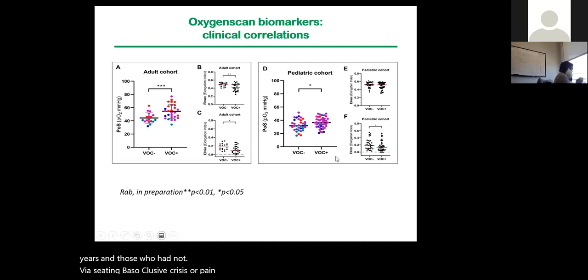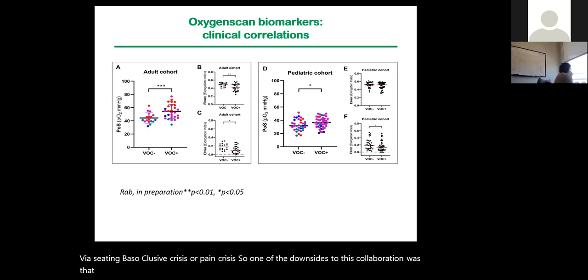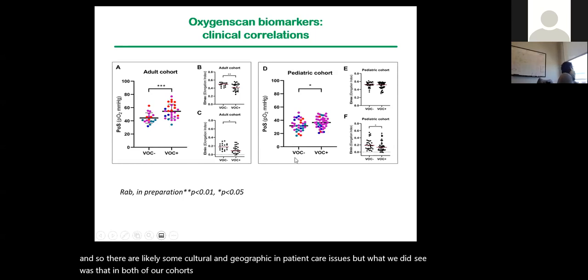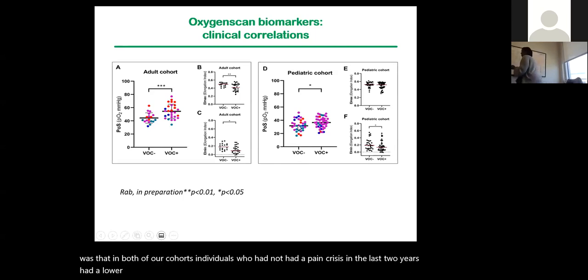So one of the downsides to this collaboration was that my cohort was pediatric and their cohort was adult. I'm of course in the US, they're in Europe. And so there are likely some cultural and geographic and patient care issues. But what we did see was that in both of our cohorts, individuals who had not had a pain crisis in the last 2 years had a lower point of sickling, meaning they could tolerate less oxygen before their red cells became more poorly deformable.